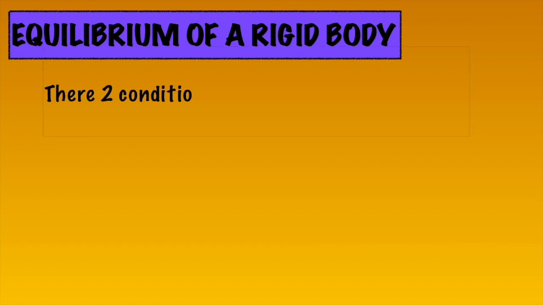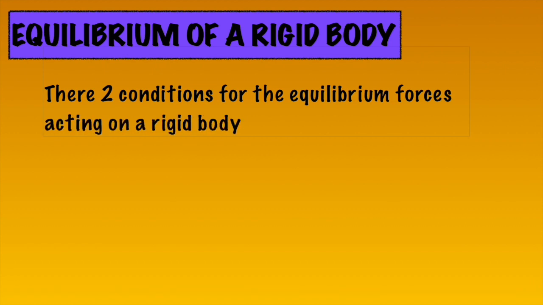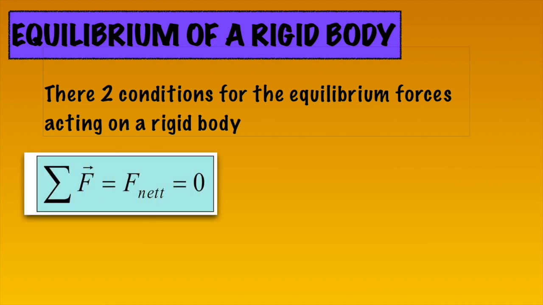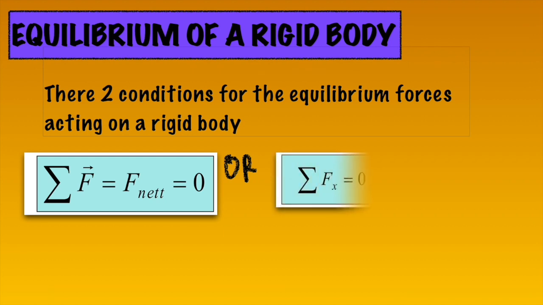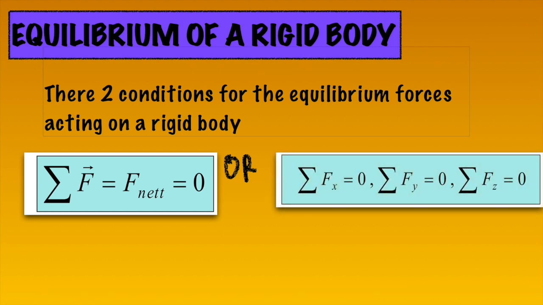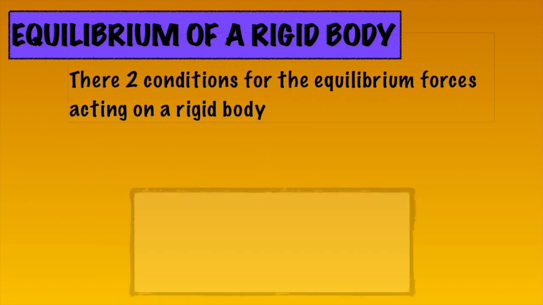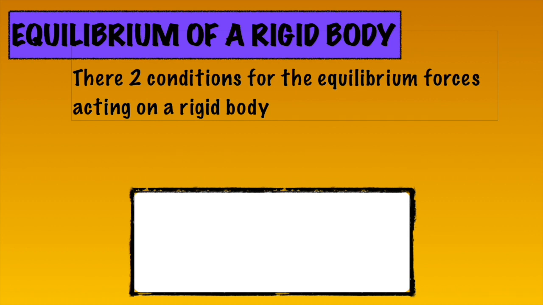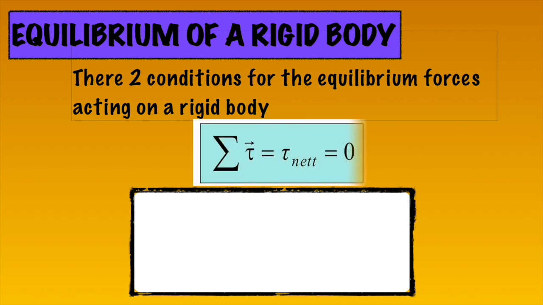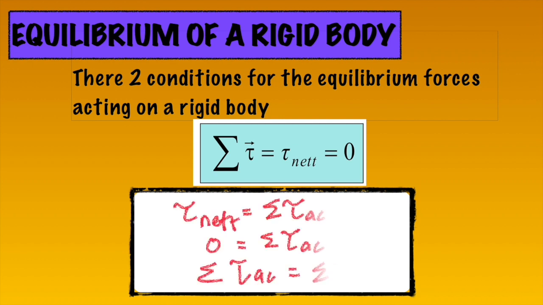There are two conditions for the equilibrium of forces acting on a rigid body. First is total F is equal to 0. Or we can write total Fx equal to 0, total Fy equal to 0, total Fz equal to 0. Another condition is total torque is equal to 0. Or we can write total torque anti-clockwise equal to total torque clockwise.